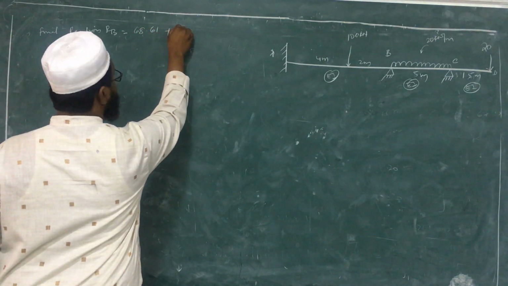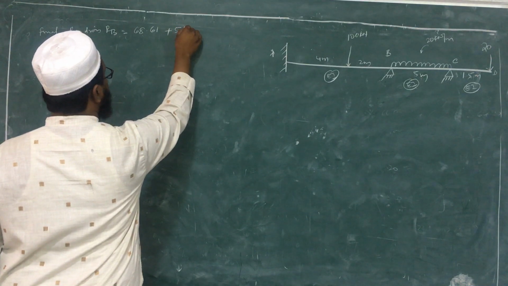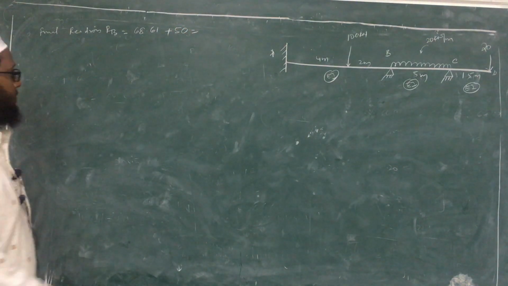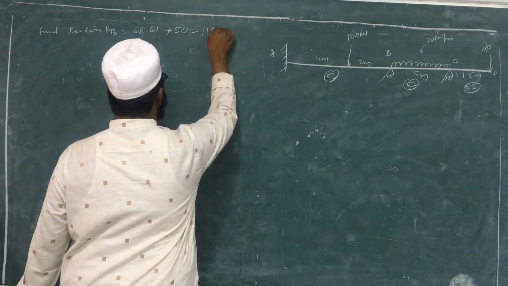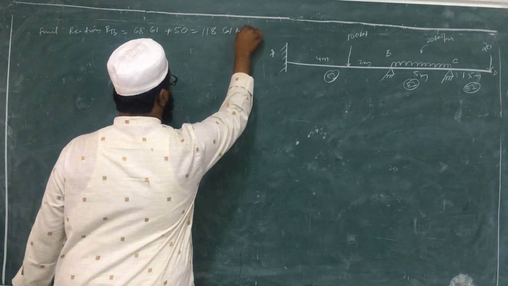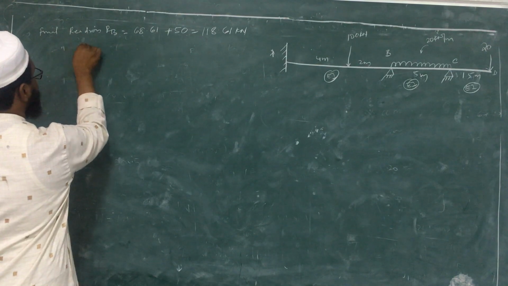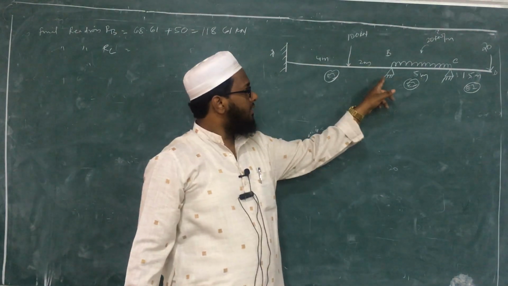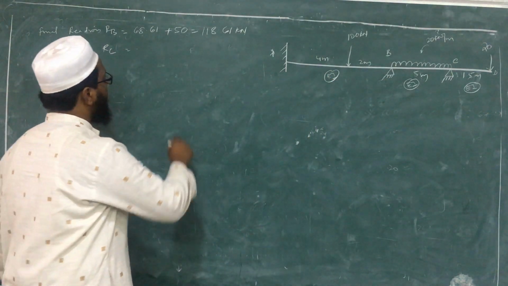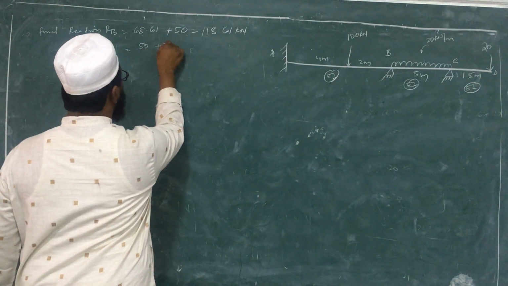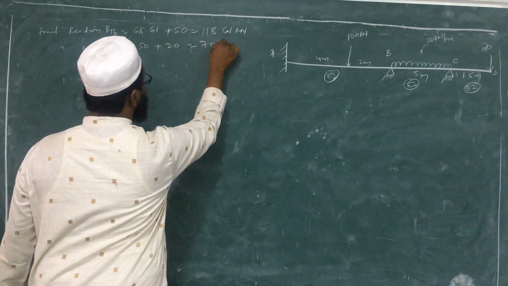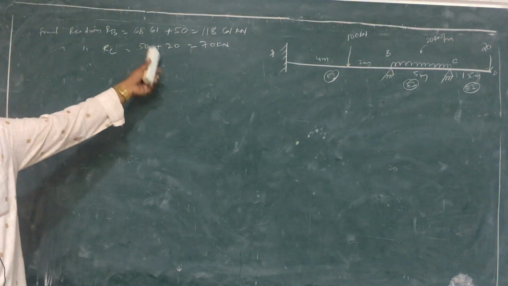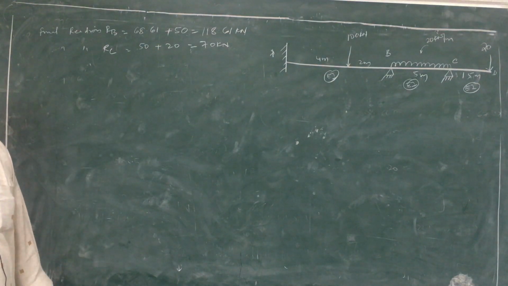What is the first value? 68.61 plus 50, right? How much? Yes, 118.61 kilonewton. What about RC? We got two values for RC also. How much? 50 plus 20, which is equal to 70 kilonewton. Okay. Now after this, we can go for the calculation of shear force.